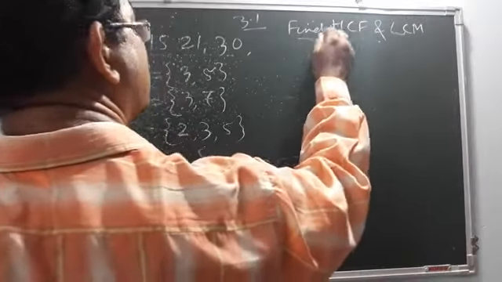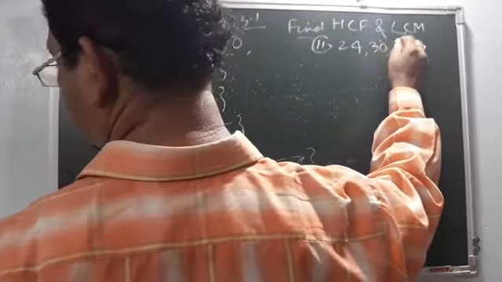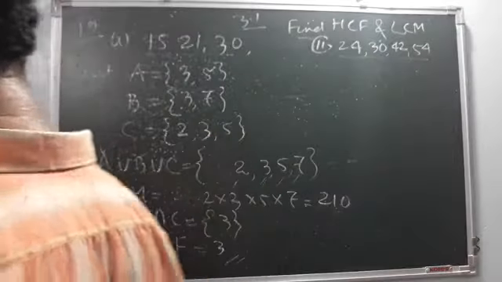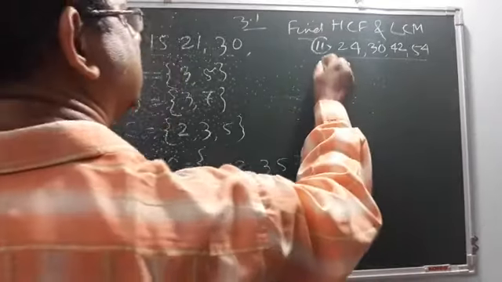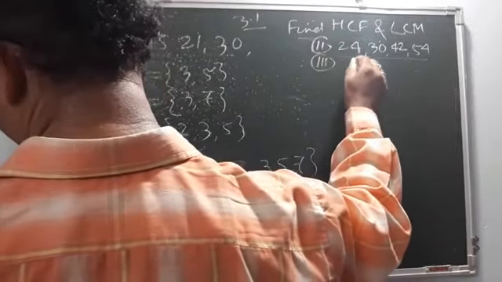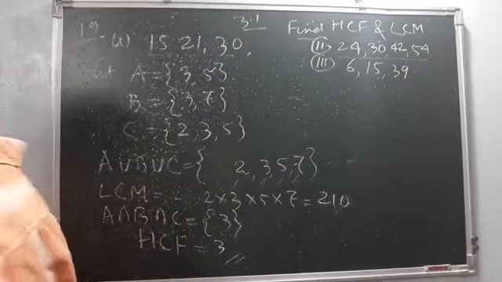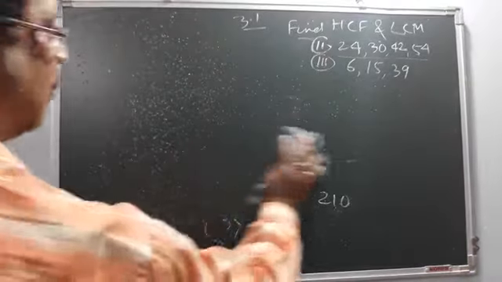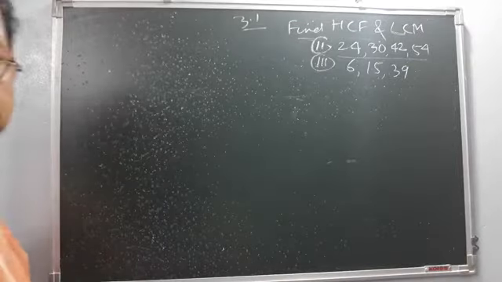This one, by using set theory: 24, 30, 42, 54. We have to find HCF and LCM of these numbers. And another also: 6, 15 and 39. I want to give as your homework. Simple it is. Don't worry about this one. Now you only have to factorize and find the union. Okay, if you fail to do, I will show.